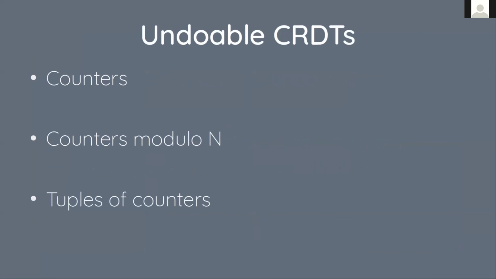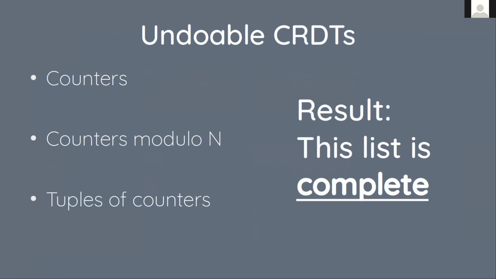So the question is, which CRDTs actually have this undoable property? Can all of their actions be undone without leaving side effects leaking across the state? There are a couple of examples. Counters with plus and minus 1 can be undone. Counters which wrap around, or tuples of a collection of counters. All of these can have an action of increment, which can be undone. And the result I'm going to present today is that this is the complete list. There are no other undoable CRDTs, and every undoable CRDT is isomorphic to one of these.